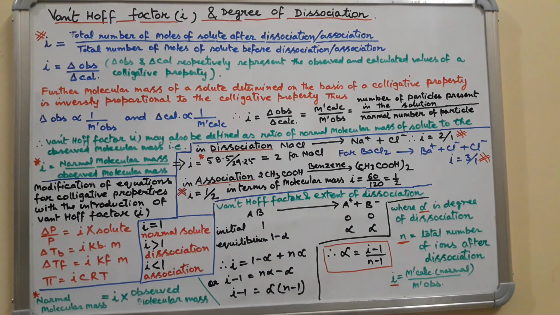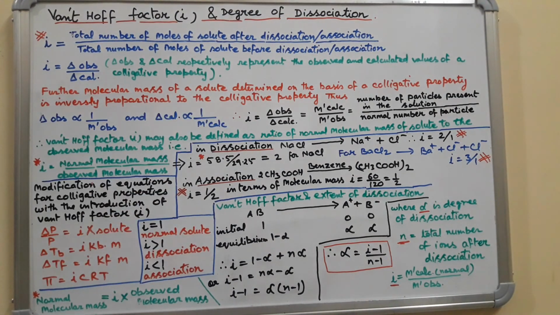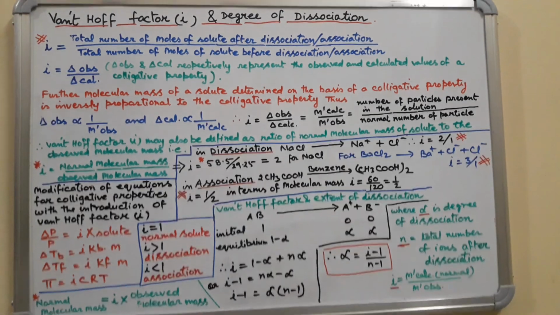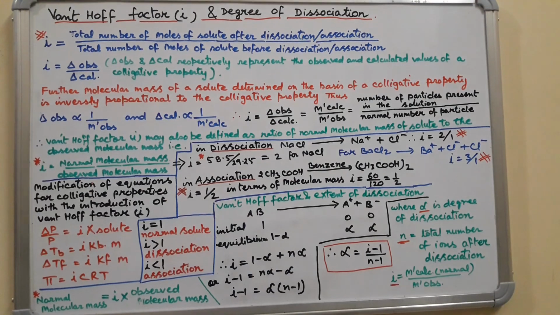Now the next thing is Van't Hoff factor and extent of dissociation. Let's see, what is this extent of dissociation? This is actually the degree of dissociation, which you have studied, and it is symbolized as alpha. Now let's take an example. AB is an electrolyte which dissociates into the particles A plus and B minus. This you have studied in class 11 in the chapter equilibrium.